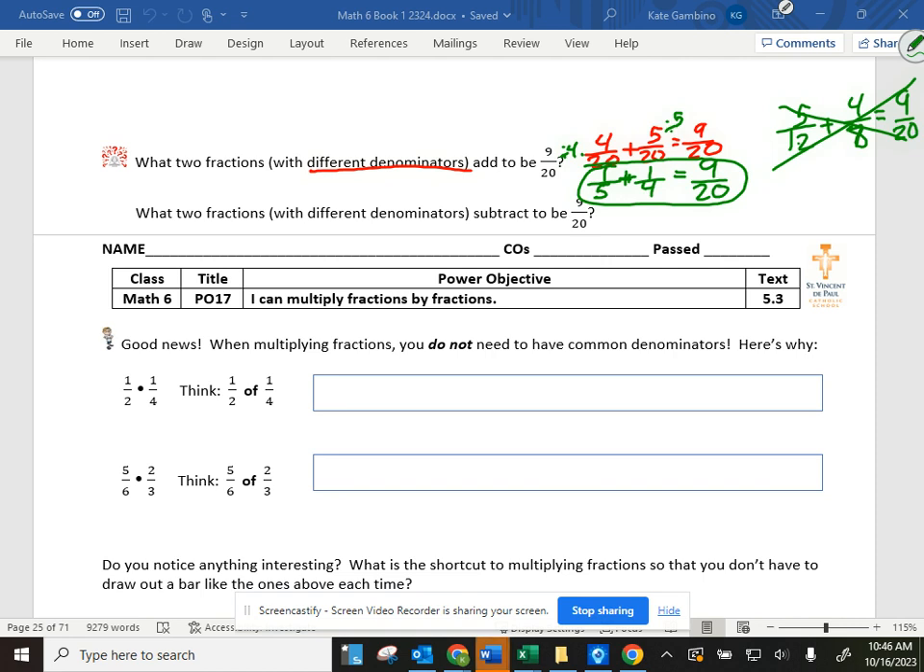Does that make sense? So you're going to do the subtracting to equal 9/20ths on your own. So think of what you could do to subtract to equal 9/20ths. So we have a lot of work time today.